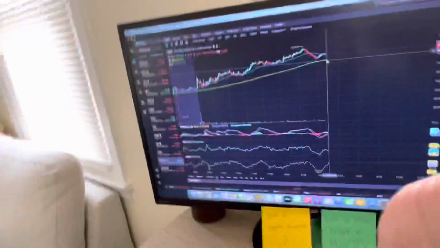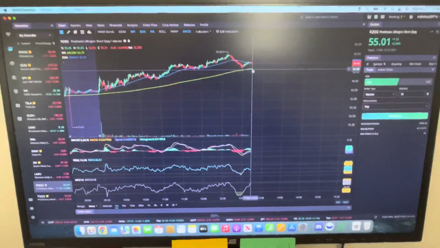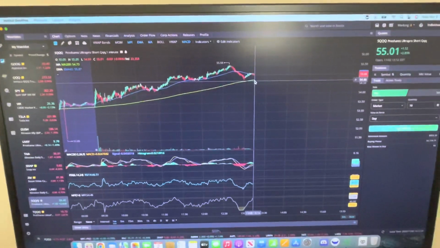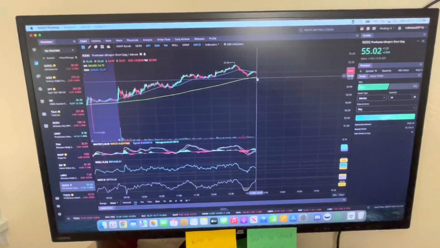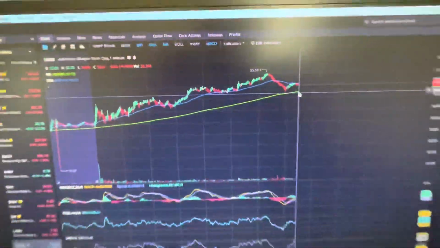So as you can see on my screen, I traded SQQQ, which had a consistent uptrend pattern throughout the entire day. It continued to validate the EMA as a support throughout the day, and I was able to identify the high points and the low points throughout the day.